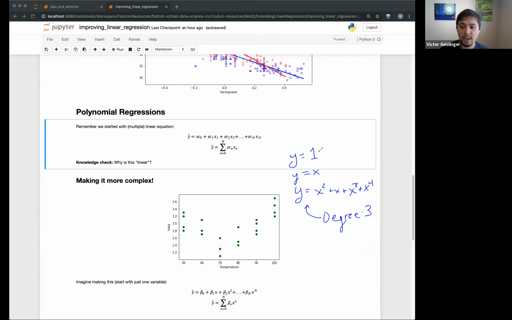Yeah, so it's 0, because x to the power of 0 is just 1. So we can just say that's a degree 0 polynomial. So that way you can kind of know when we talk about degrees, it's just what the highest order is, okay?